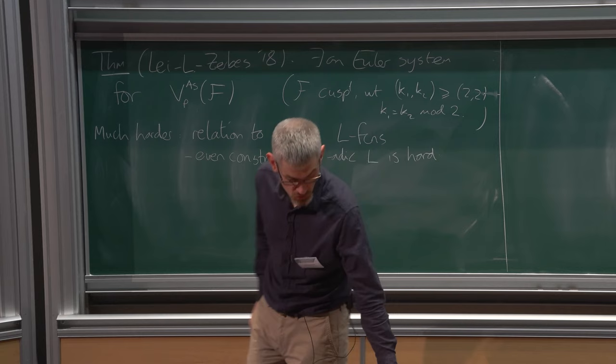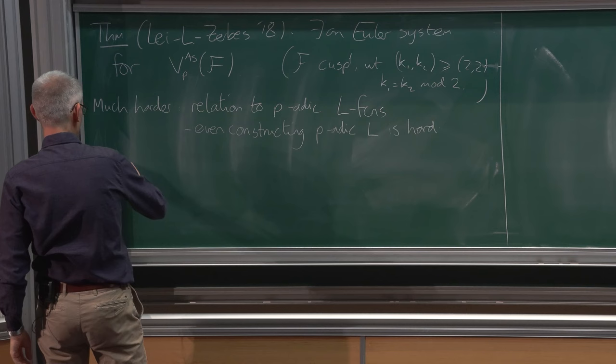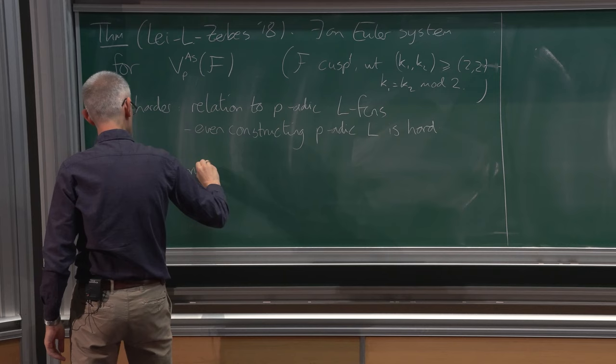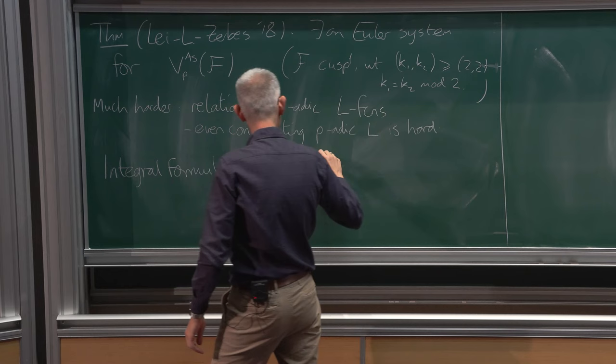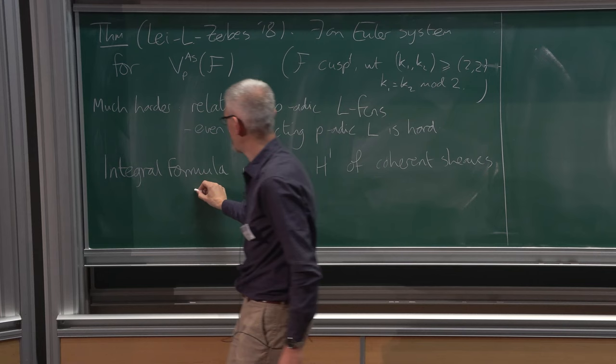So even constructing the p-adic L-function in this case is much, much harder than it is in the Rankin-Selberg case. And the real problem is that the integral formula giving the L-values involves H1 of coherent sheaves on a compactified modular surface.